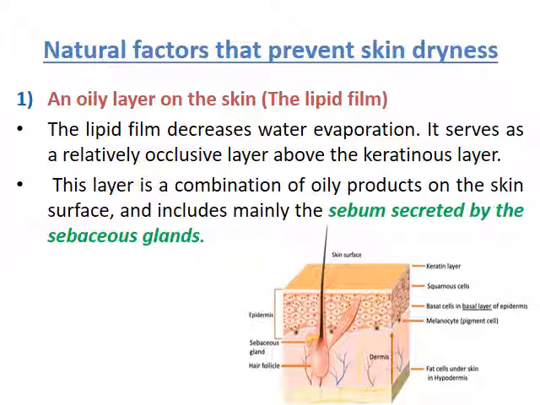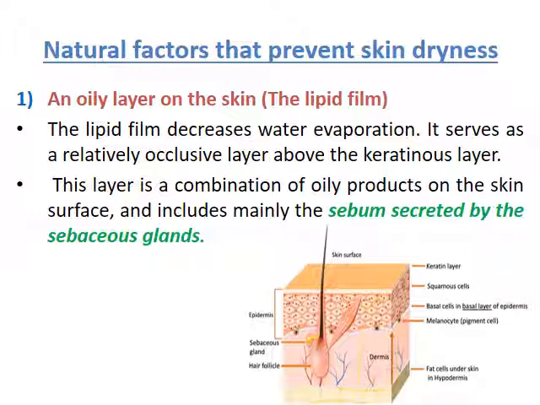If the lipid layer diminishes, or its amount decreases, this will affect the percentage of water present in the keratinous layer, as we mentioned in the previous lecture. So, the main function of the lipid film or the oily layer on the skin is to decrease water evaporation from the normal moisture content present in the keratinous layer. This layer acts as an occlusive layer to minimize the evaporation of water.